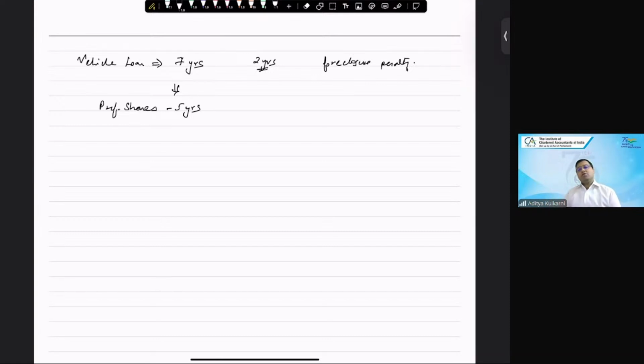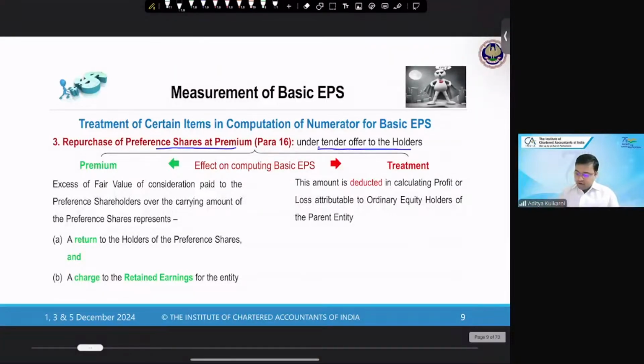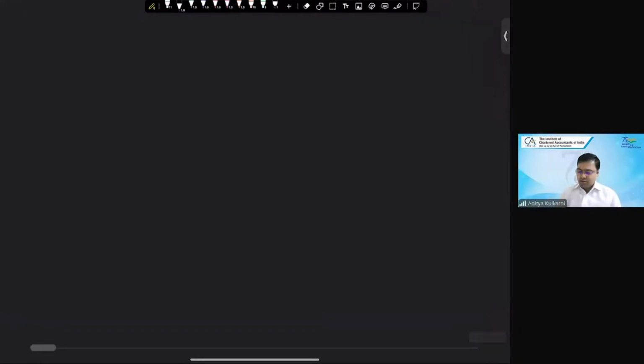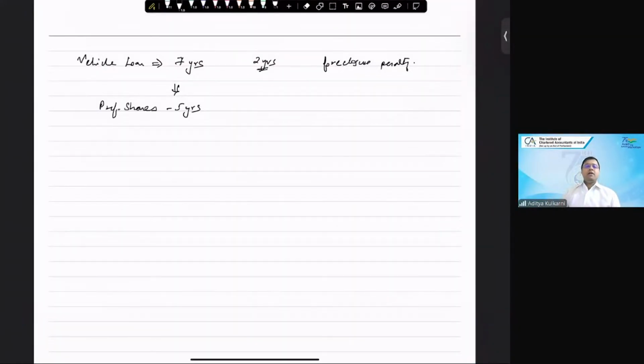And because you are not sure, your cash position at the end of the fifth year for repayment of these preference shares is not very clear to you. And therefore, you make an offer for repurchase of preference shares. My question to you is, will you make an offer at par or will you make an offer at premium? Premium, sir. Yes, everybody agrees it will be at premium.